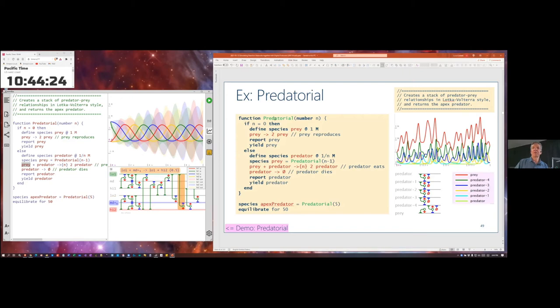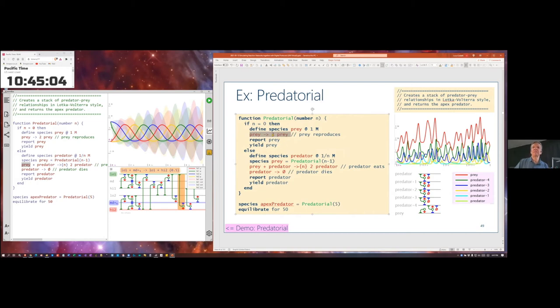As an example, predatorial is a recursive functional program. The recursion is here, which is an iteration of Lotka Volterra. So imagine a stack of n Lotka Volterra systems where each predator is eating the predator on the level down, all the way down to the prey at the bottom level. So we want to build this stack of predators. And so we write this program that has the number n of stacks as a parameter. And if n is equal to zero, then there are no predators, they're just prey. So we define a prey species, and we say there's the reaction for prey, which just reproduces. And that's it, there is nothing else.